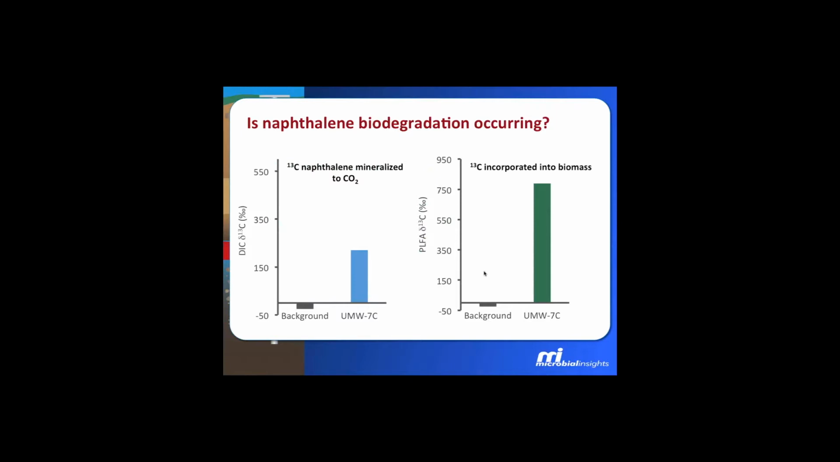This is just a real quick example of the data from that. This is where we took a 13 carbon naphthalene, put it onto one of the BioTraps, and put it down into a location.